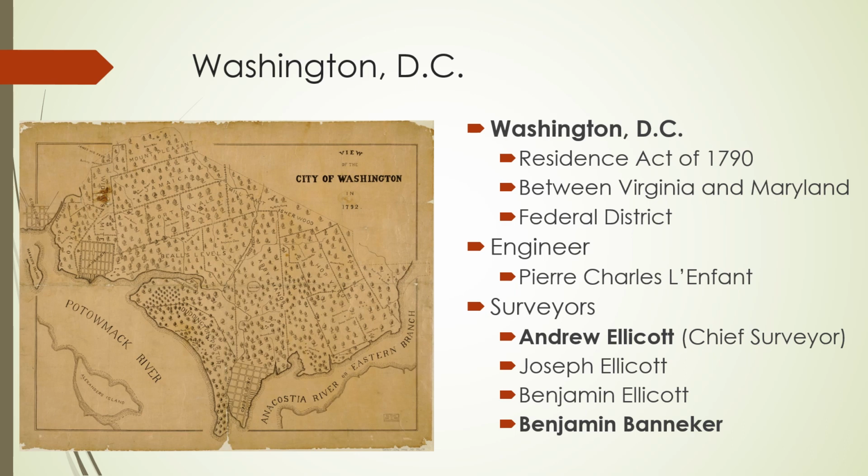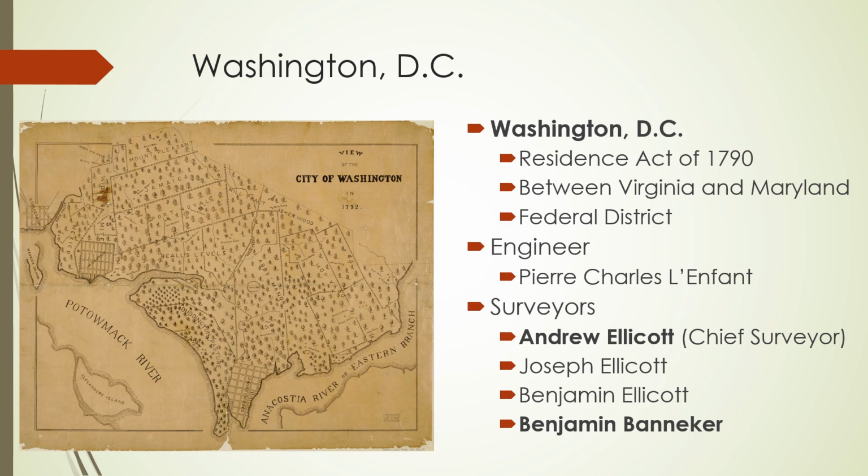But the Residence Act of 1790 basically created a permanent seat of government and a national capital. So the Residence Act of 1790 was the law passed by Congress that said we would have a national capital that would be a federal district. It would not be part of a state. So the capital of the United States does not belong to any state. It belongs to the nation as a whole, but not a state. So it's part of the federal government only, all right?